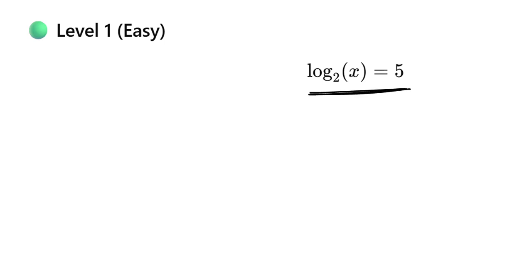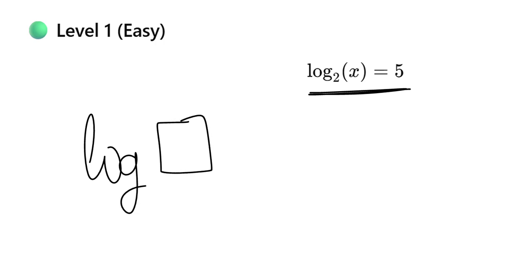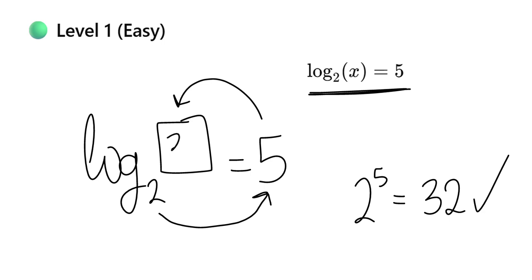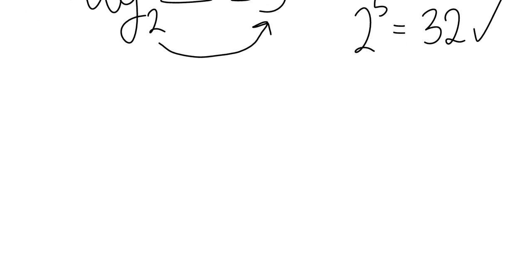We have logarithm of what for the base of 2 is equal to 5. So what did we just say? 2 raised to this power will give us this. 2 raised to the power of 5 is equal to 32. So the answer is 32. Done. This was an easy one. Let us move on to the next one.